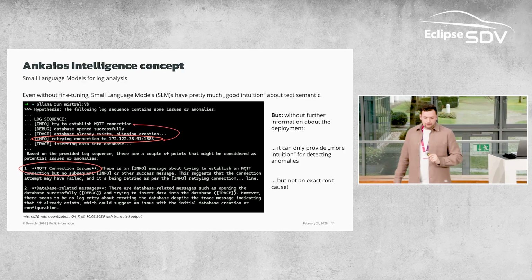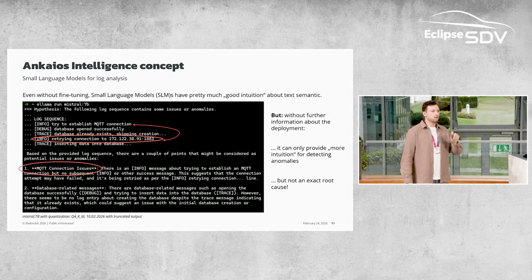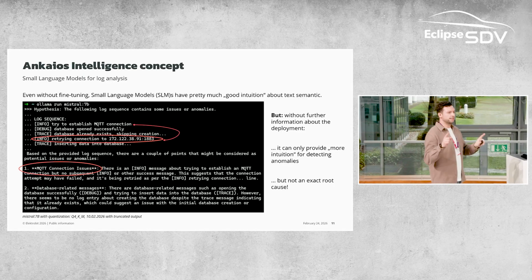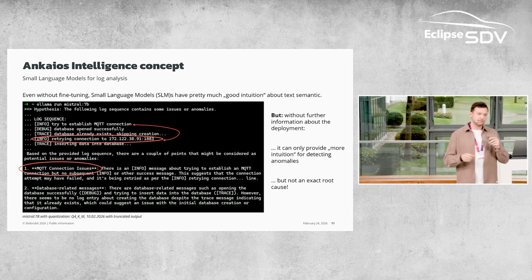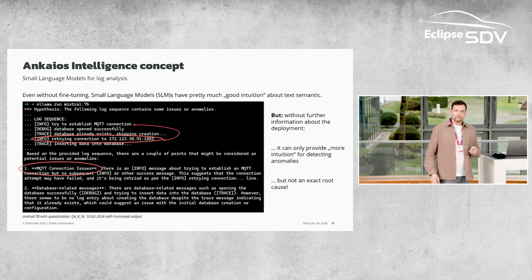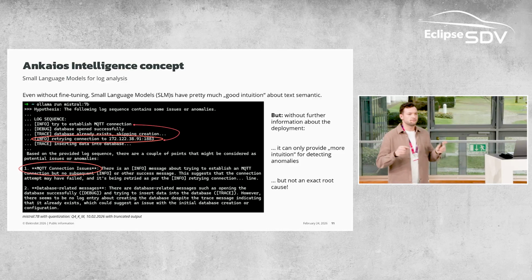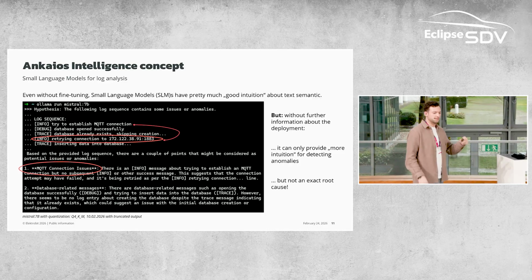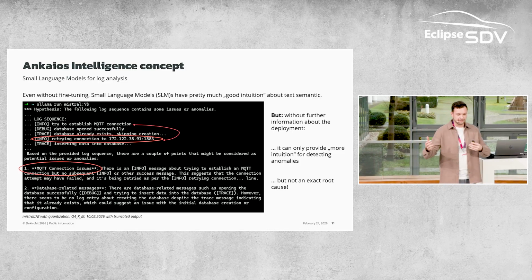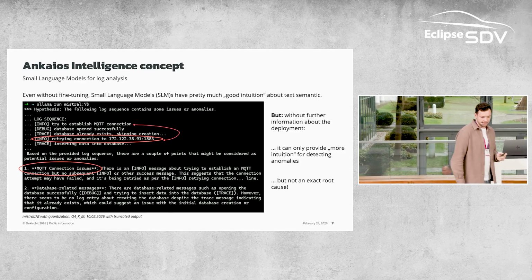But we also found out that, without further information about the deployment, so how these applications are connected to each other and what the use case is, they can only provide more intuition about finding anomalies, but not tell you an exact root cause why this happens and what the impact is on other applications affected by this one broken application. That's a really important point.